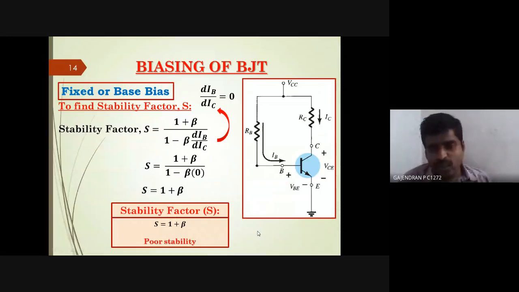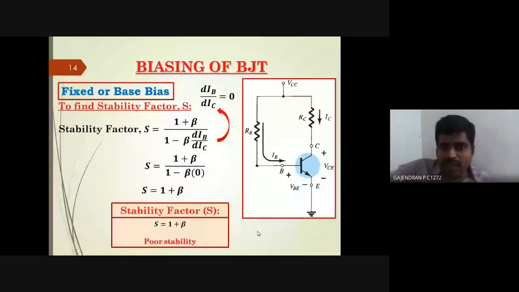So due to this purpose only, the scientists invented the different biasings. So first fixed bias, then collector bias, upper voltage divider bias. At present we have different biasing circuits. Okay. So stability factor is poor. So they were not satisfied with this. So they invented something. Okay. Before seeing the different things, please note down this one, please.